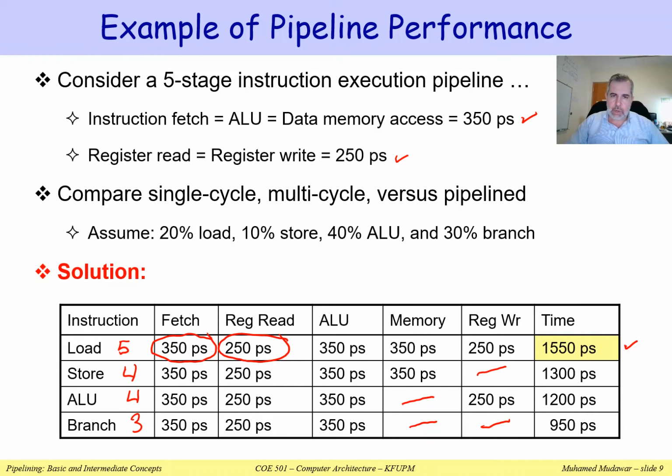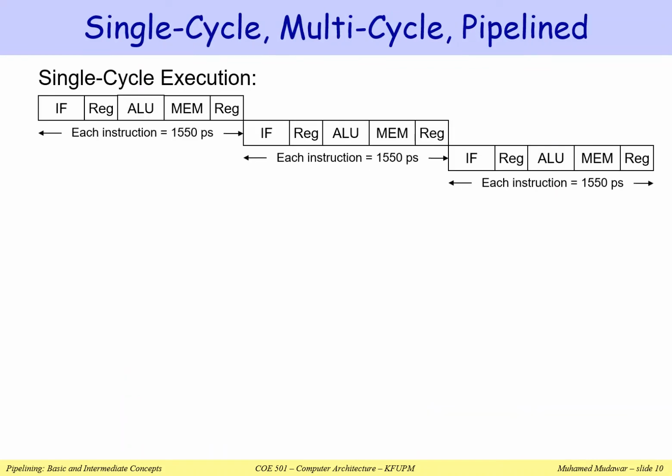If you would like to look at the numbers now, this is shown in this slide. This shows single cycle execution. Every instruction will take 1,550 picoseconds. Since it is single cycle, we calculate the longest delay, which is 1,550 picoseconds. The CPI is equal to 1. That's why it's called single cycle. Every instruction will take 1 clock cycle. This is nice, but the problem is the long clock cycle time. The long clock cycle is going to make the execution very slow.